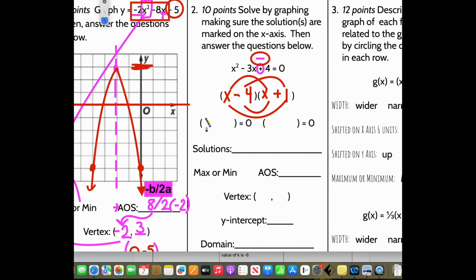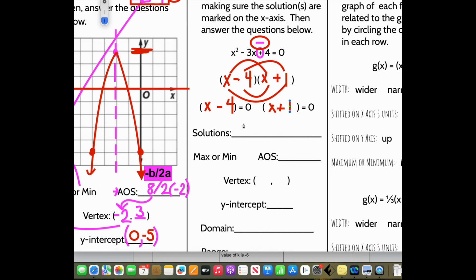Then you can set each of the binomials equal to 0. So x minus 4 equals 0 and x plus 1 equals 0. So then the solutions, if we solved for x, would be a positive 4 and a negative 1.